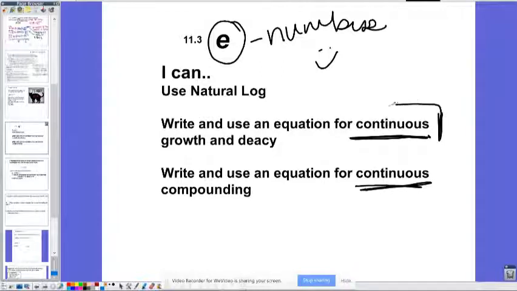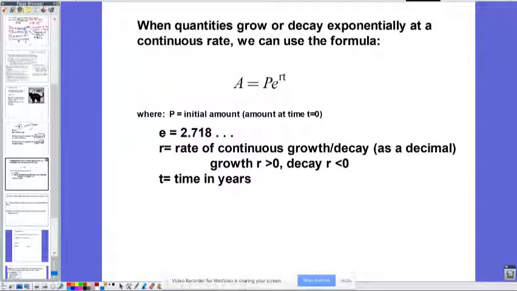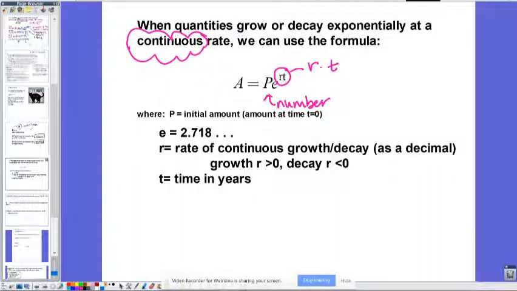So another question you guys had was, when do I use what formula? If you see the word continuous, you're going to use the formula that I'm going to give you next. So when quantities grow or decay exponentially at a continuous rate, you're going to use this new formula, and usually we just call it PERT. So A equals P times e to the rt. Remember, e is a number, and the exponent is rate times time. So that's the whole exponent.